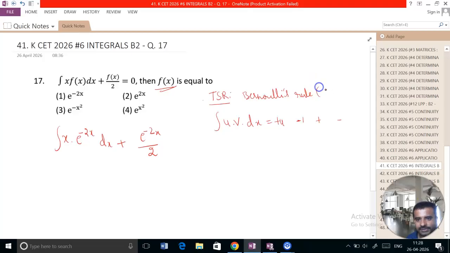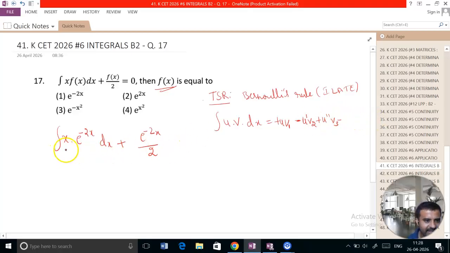According to this, we should use Bernoulli's rule. Don't say integration by parts, we also have to use Bernoulli's rule. We keep u as it is, then integrate v1, then minus, we take the derivative of u, u dash, and the integral of v1. U dash becomes u double dash, v2 becomes v3. See, differentiation and integration with alternating signs.